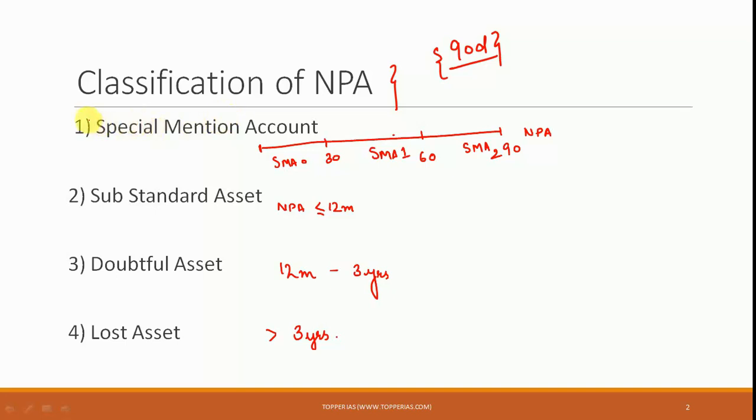Now you should know that as per RBI guidelines, banks are not supposed to suddenly wake up one day after 90 days and say that this particular asset is NPA. Rather, it is an ongoing process, and this is what is known as special mention account. This is something that is important.